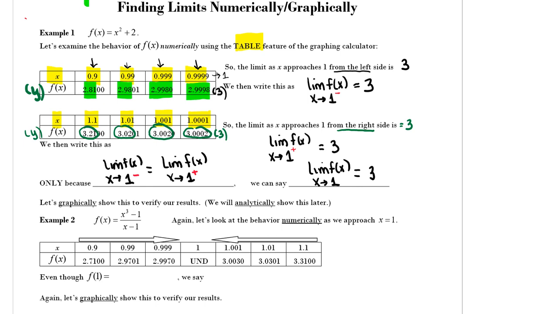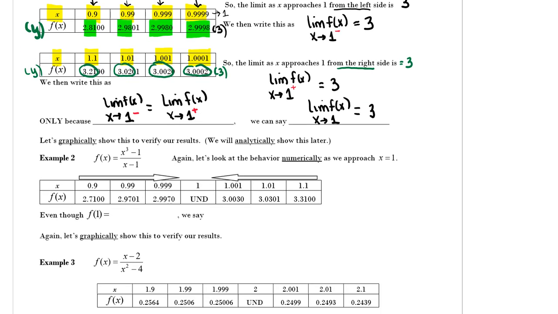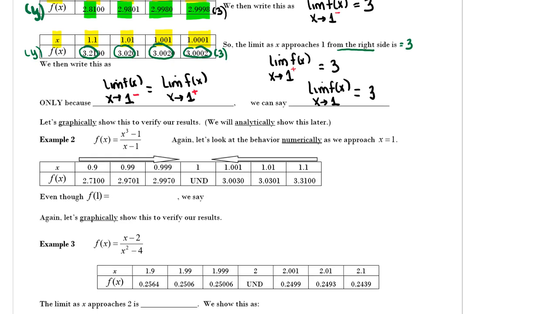In example 2, we've got a rational function, f of x equals x cubed minus 1 over x minus 1. And again, we want to start by looking at this numerically in a table. And again, our x values are going to be approaching 1. So this arrow indicates x values approaching 1 from the left. This table's set up a little bit differently than the first one. These x values are headed towards 1 from the right.